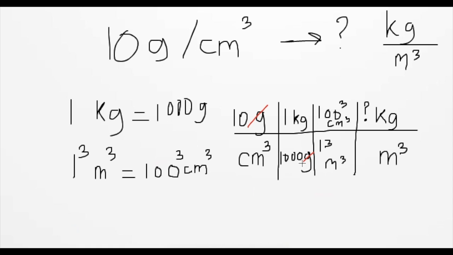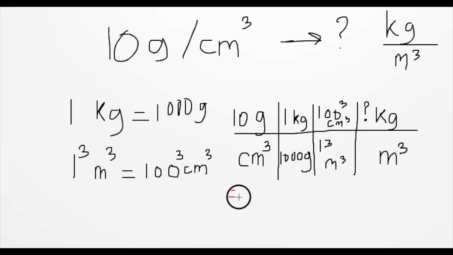We have grams on both the top and bottom here, so the units will cancel, not the numbers, just the units. We have centimeters cubed on the bottom and centimeters cubed on the top, so they will cancel. The only units that should be left over are kilograms, because we needed kilograms at the end, and meters cubed, because we also needed meters cubed.